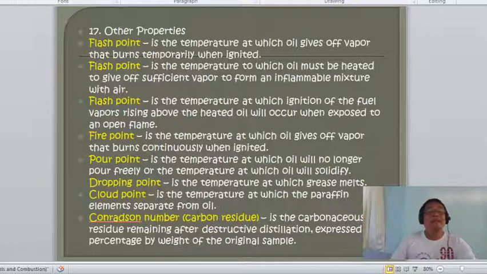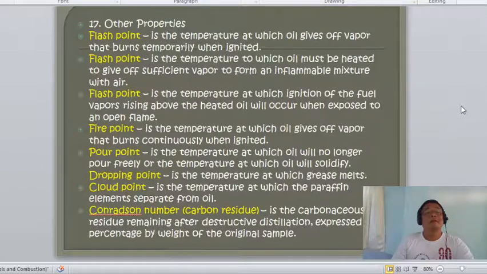Another is dropping point, the temperature at which grease melts. Another is cloud point, the temperature at which the paraffin elements separate from oil. Another, we have the Conradson number or carbon residue. This is the carbonaceous residue remaining after destructive distillation, expressed in percentage by weight of the original sample.